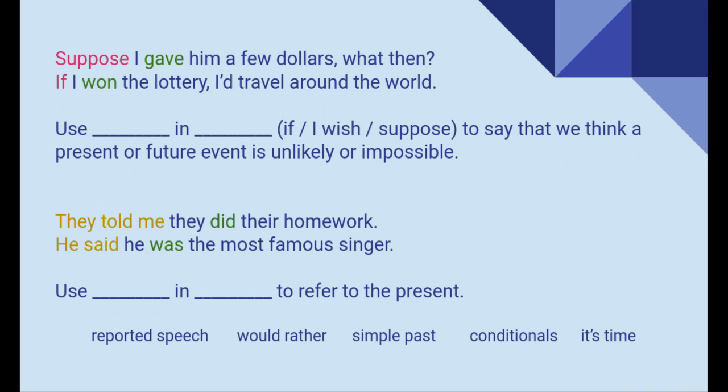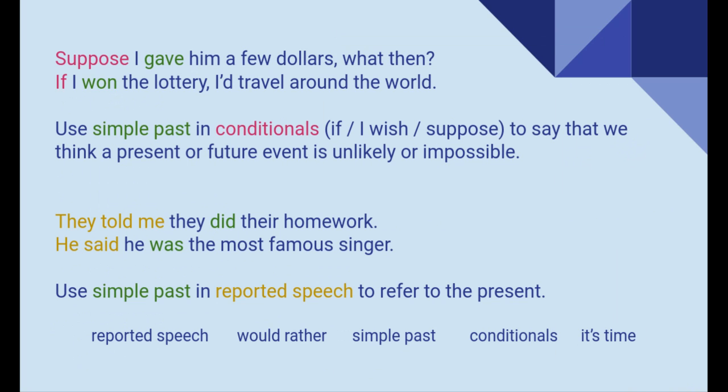So, if you notice, we're using the simple past in these sentences. However, we are not referring to the past. We're going to use simple past in conditionals to say that we think a present or future event is unlikely or impossible. For example, if I won the lottery, I would travel around the world. It's not that it's not possible, but it's not that easy, right? We also use simple past in reported speech to refer to the present. They told me they did their homework.